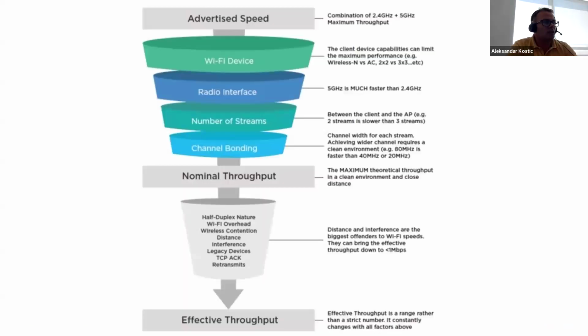Okay, so why is it important that we have a strong signal in each part of the house? Because the signal strength is directly affecting the achievable speed on the Wi-Fi transmission.